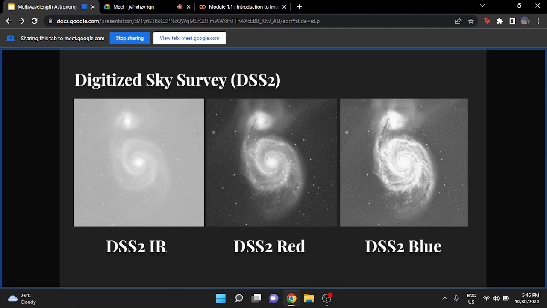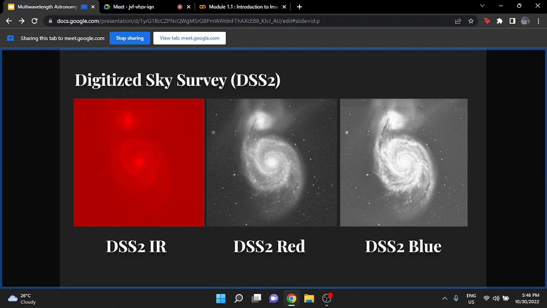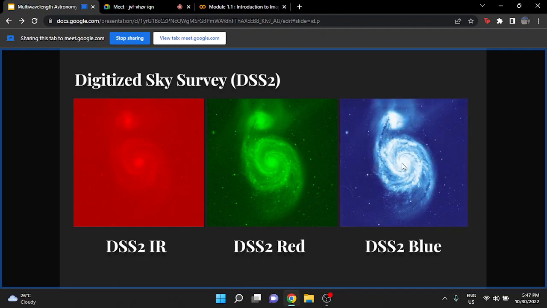We'll assign a color to each of these data. So I'll assign red color to DSS2 IR. Red color means it has the highest amplitude, and if it is black, it means it has the lowest amplitude. Similarly, I'll assign green color to the DSS2 red. It is just a convention that you usually go in increasing order of frequency. So the lowest frequency will be red and the highest frequency will be blue.